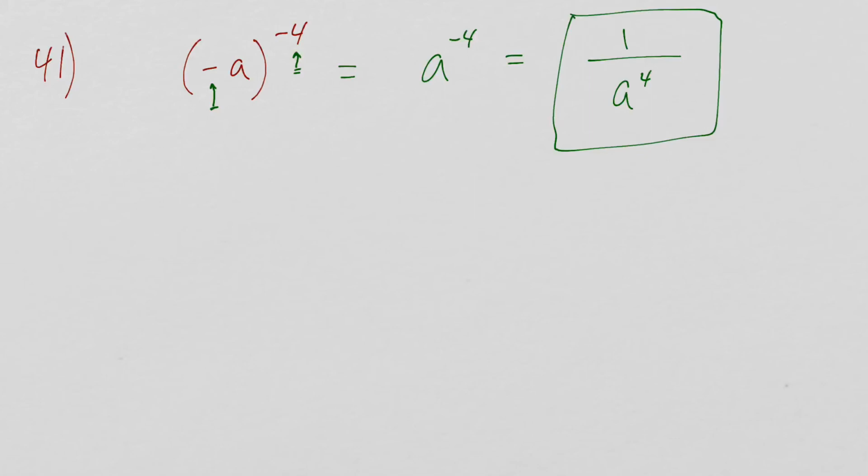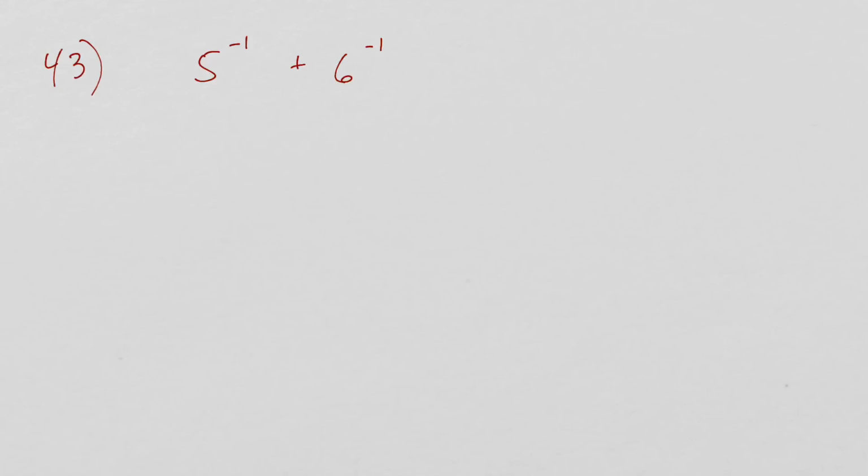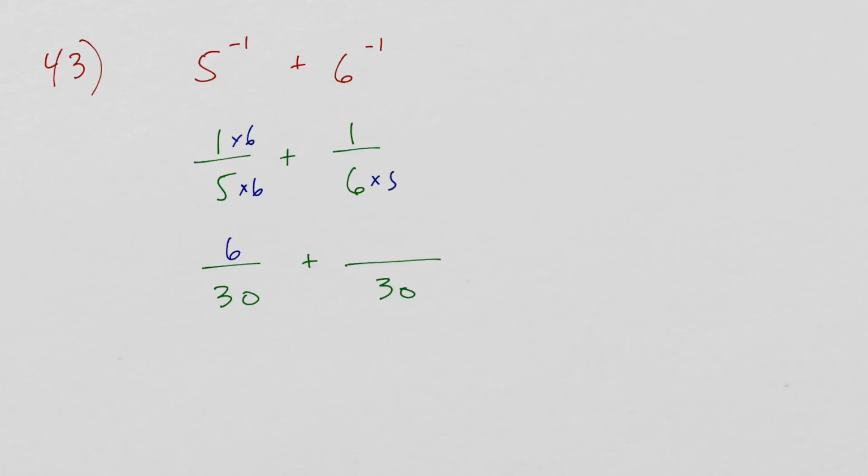Okay, 5 to the -1 is 1 over 5. 6 to the negative 1 is 1 over 6. And now we need a common denominator, which is 30. So I had to multiply this one by 6, so we have 6 up there. I multiplied this one by 5, so I have 5 up there. And now I add these together. 6 plus 5 is 11 over 30. And that's the final answer.